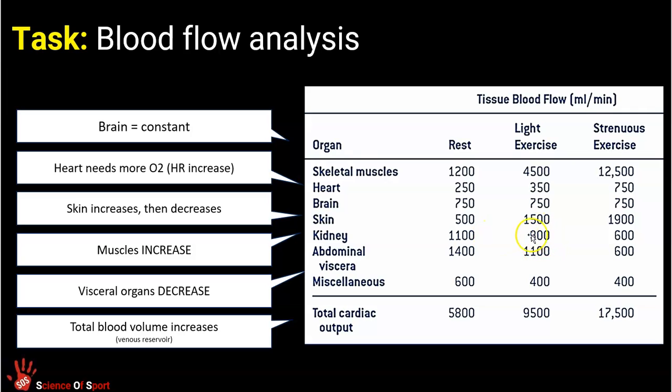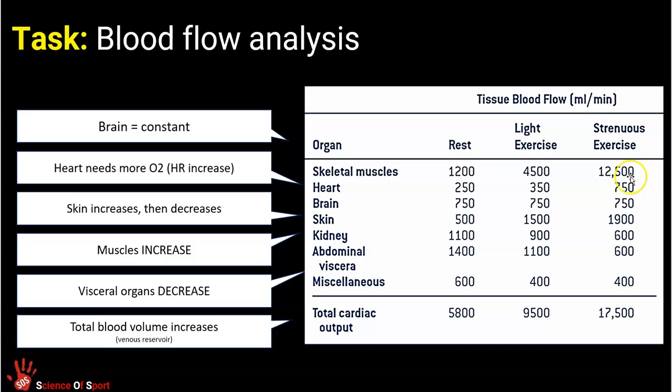And then here, look, the numbers, all of these abdominal organ numbers have decreased. So there's a clear shift. At rest, blood goes to the abdominal organs, less to the muscles. In exercise, more to the muscles, less to the abdominal organs. And that's obviously much more exaggerated in strenuous exercise.